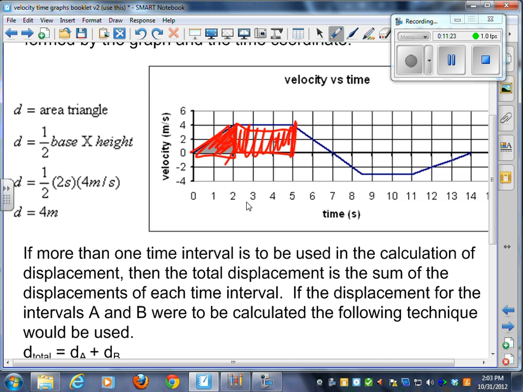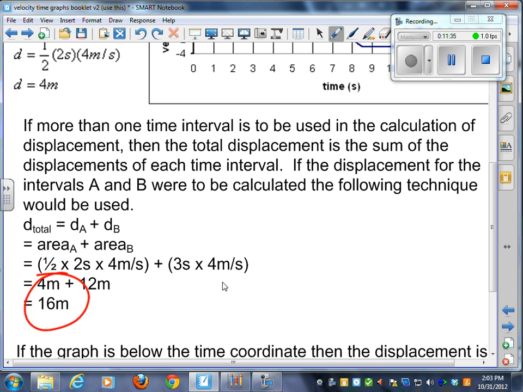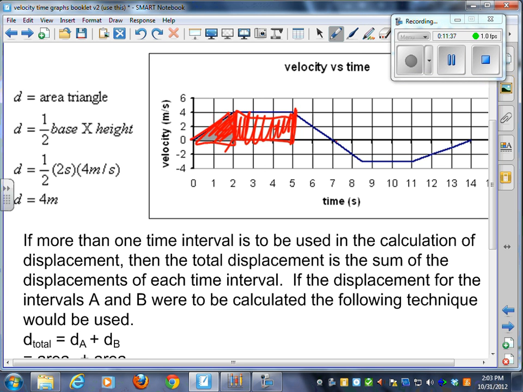Now, what if the velocity is below? Negative velocity means it's moving to the left. So, if the graph is below the time axis, then the displacement is going to be negative. When is it below? Well, interval D, right here. Interval D is right there. So, what's the area?